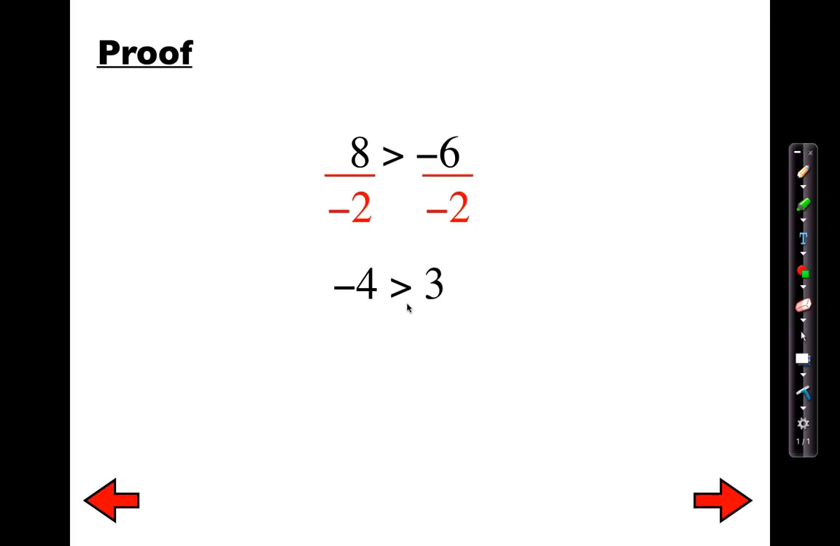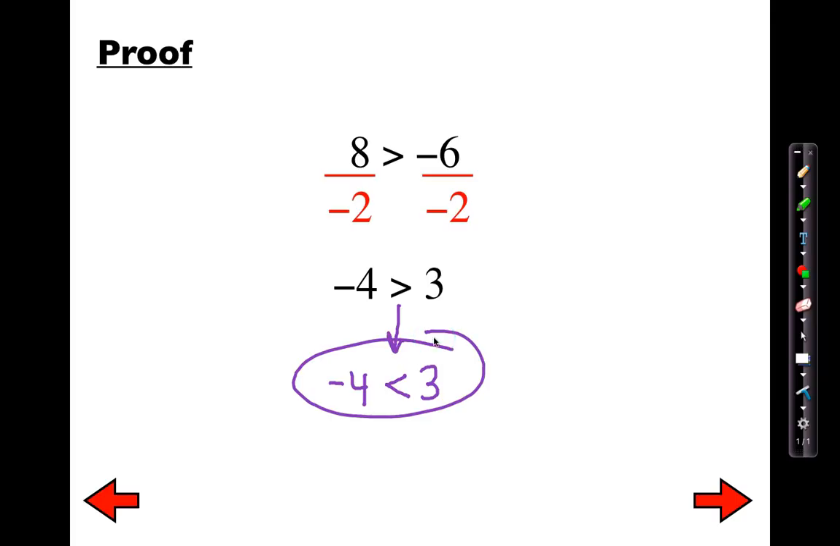Well, we did divide by a negative number, and according to the rule, whenever we multiply or divide by a negative number, we must switch the signs. So I'm going to go ahead and switch this sign here to no longer greater than, but now less than. But we're going to keep the -4, and we're going to keep the 3. So now, is -4 less than 3? The answer is yes. So this would be our final statement.